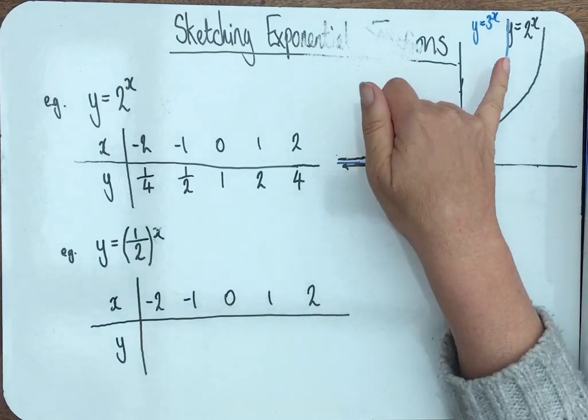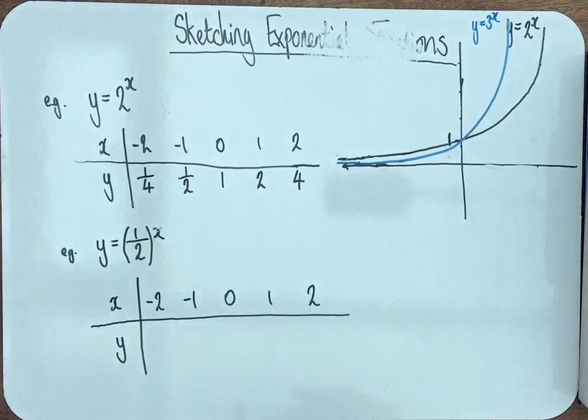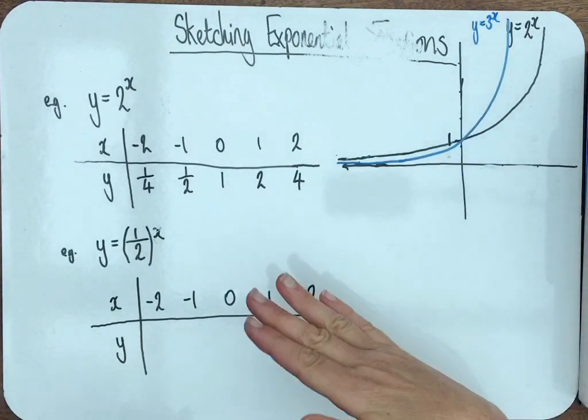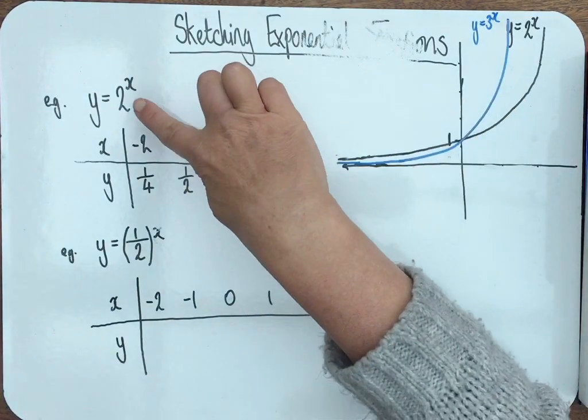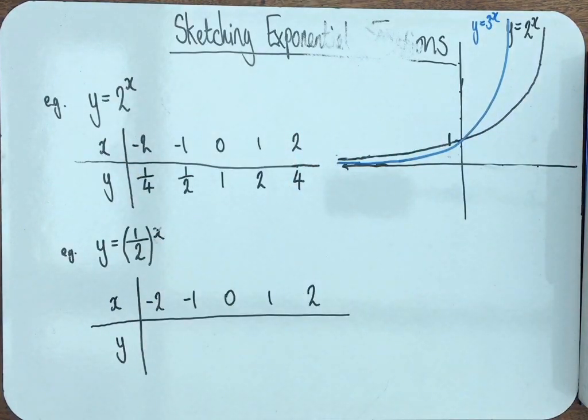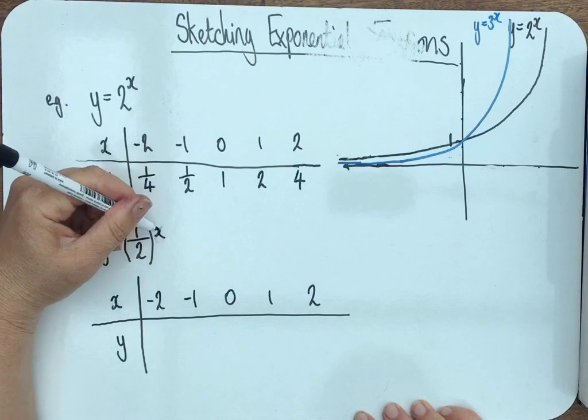Obviously, if we had y equals 1 to the x, we'd get a straight line. So you can think of these as getting steeper, steeper, steeper, shallower, shallower, shallower as this number approaches 1. Right, y equals a half to the power of x.